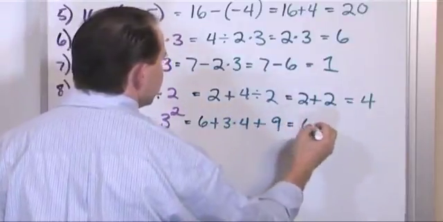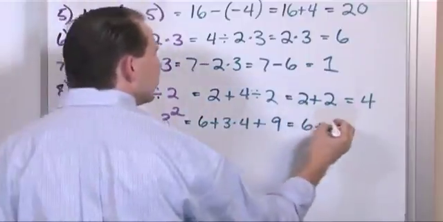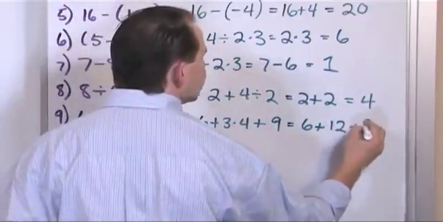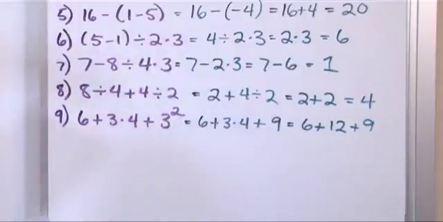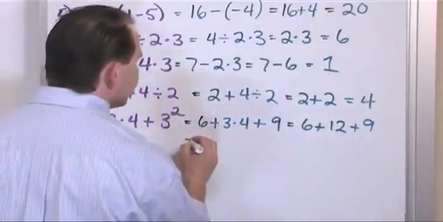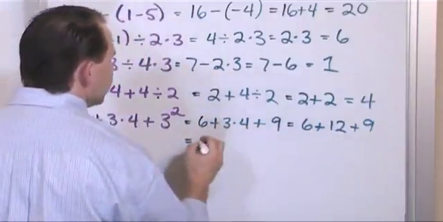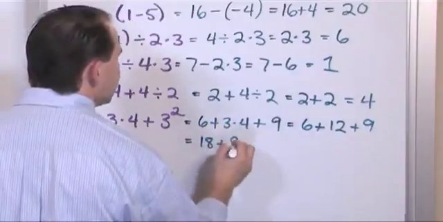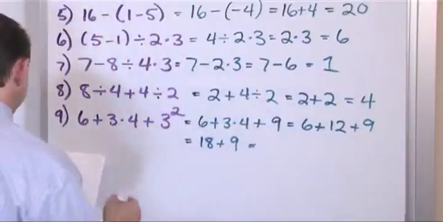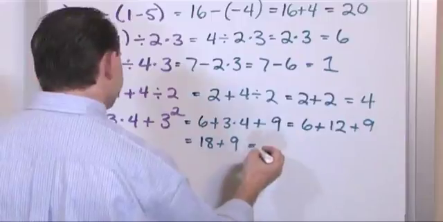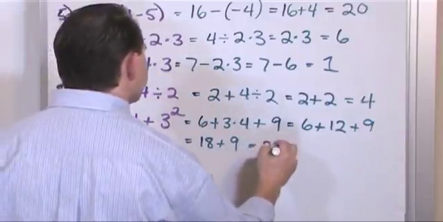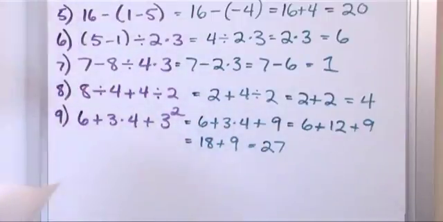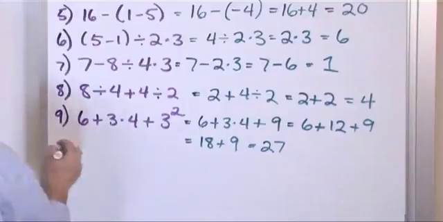So I have 6 plus 3 times 4 is 12, plus 9. Now I have a bunch of addition. I just add them up just like regular numbers. 6 plus 12 gives me 18. I still have to add my 9. And 18 plus 9 is going to give me 27, and that's the final answer. So you do things one step at a time, follow the rules, you'll be in good shape.